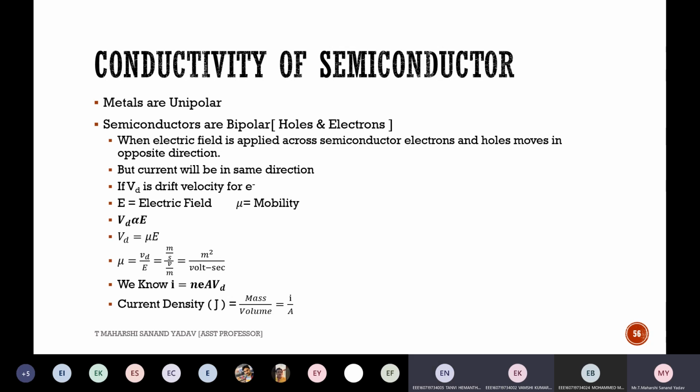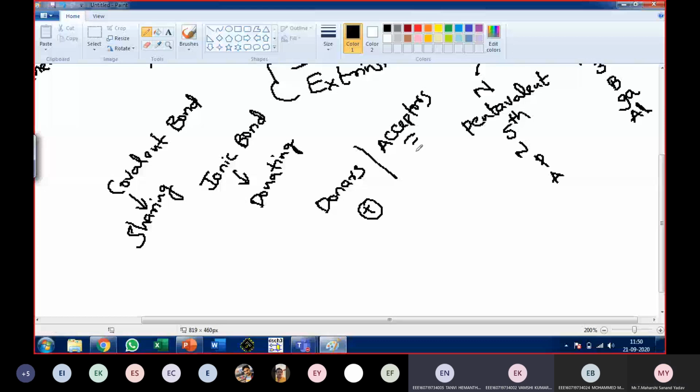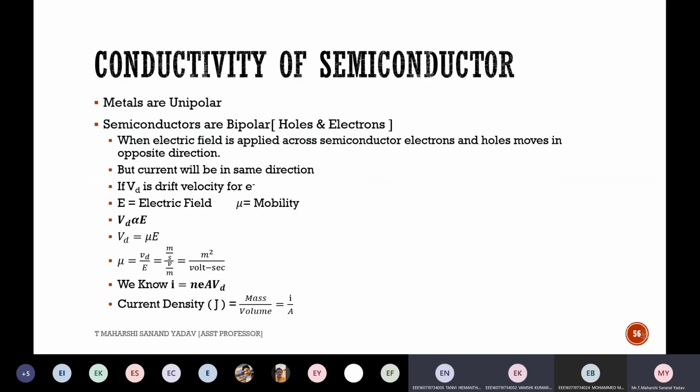And what about donors and acceptors? Donors are positive, acceptors are negative. Are you able to see donors in N type or P type? N type. So P type has acceptors.